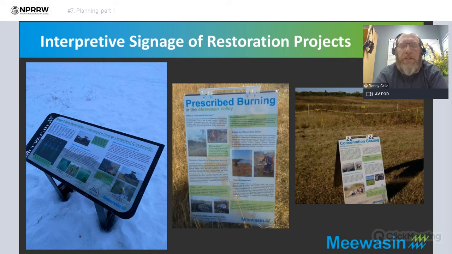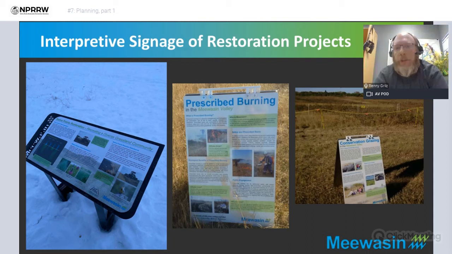The one with the snow-covered picture is one from our Chief Whitecap Park site south of the city. We restored back in 2015. We just added a Meewasin Trail and some interpretive signage to let people know about native prairie and the value of restoration. We've also started doing some of these pop-up signs as well on different resource management activities like our prescribed burning program and our targeted grazing program.